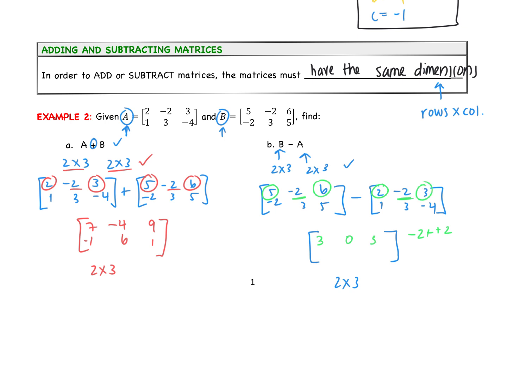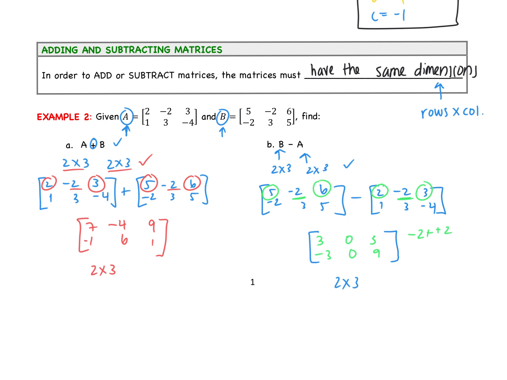And then again, we subtract in the bottom row. -2 subtract 1 is going to give us -3. 3 subtract 3 is 0. And 5 subtract -4 is 9. And so that is our answer. So again, anytime you're adding or subtracting matrices, they have to have the same dimensions.